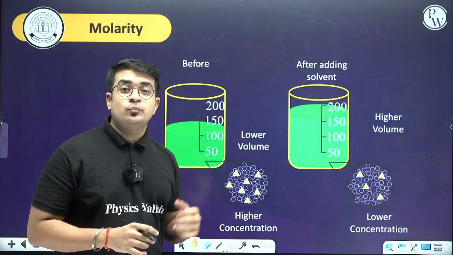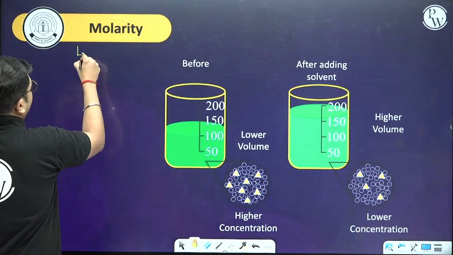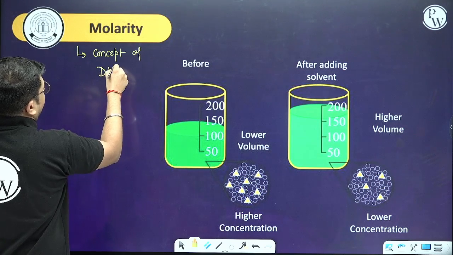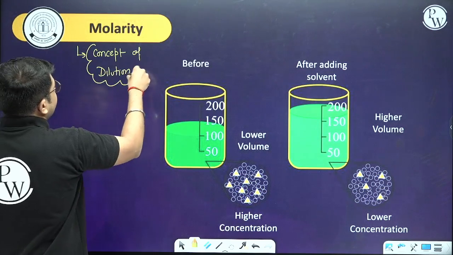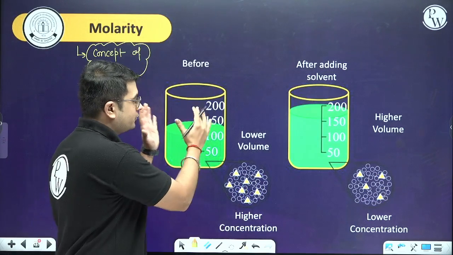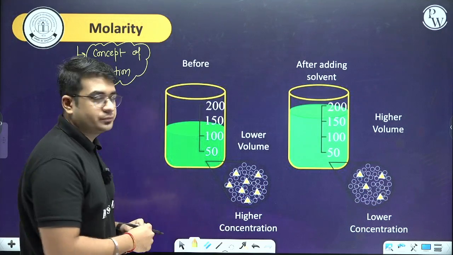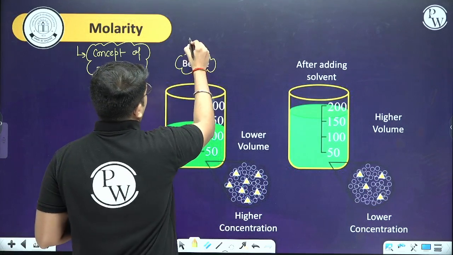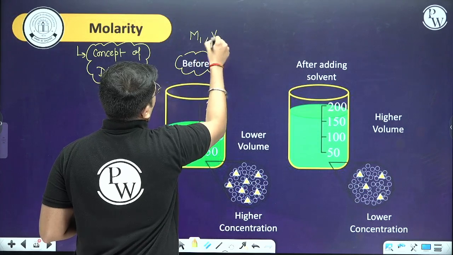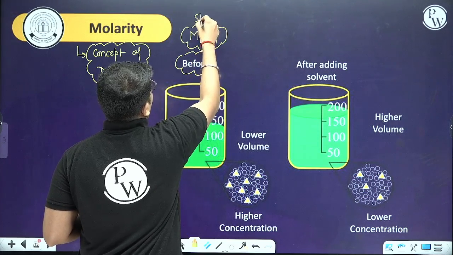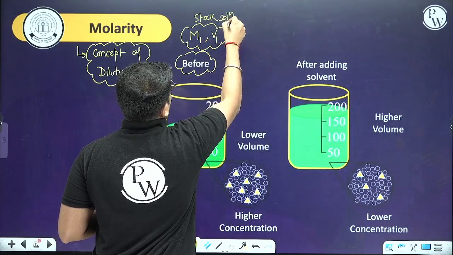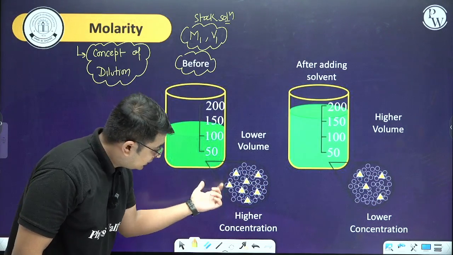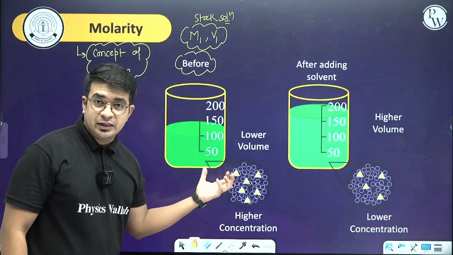How can we deal with the molarity of dilution? I am talking about the concept of dilution. What is the meaning here? It means I have one solution. This is the original solution before any addition. Let's say its molarity is M1 and volume is V1. This is the stock solution. In this stock solution, you can see that we have lower volume, but the amount of solute is very high.